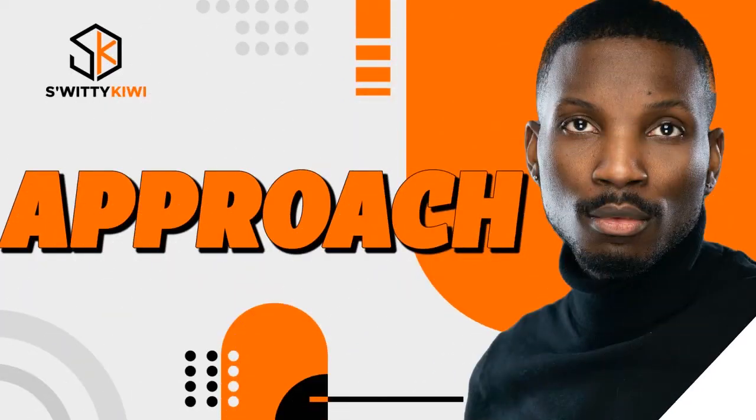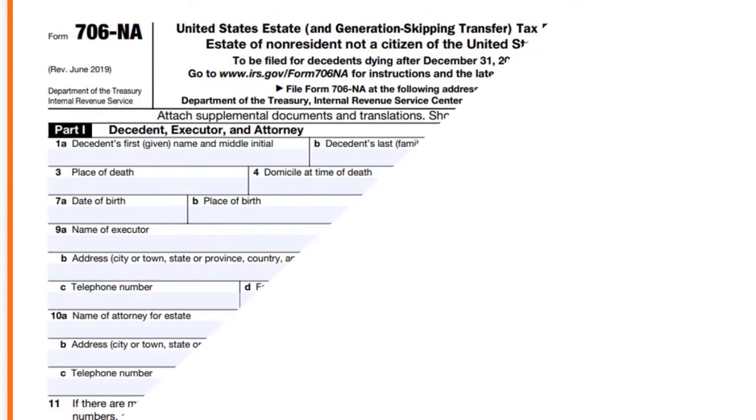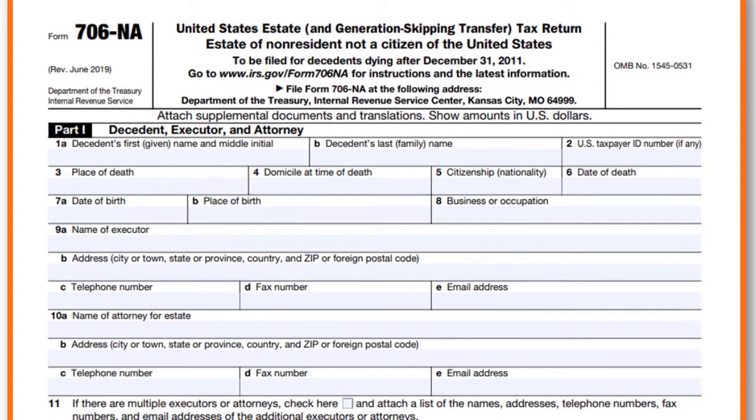Let's quickly talk about Form 706-NA. So here's the approach I want you to really pay attention to. Look at the screen here. 706-NA is kind of similar to 706. The only difference is that for 706-NA, we are speaking about a non-resident alien.